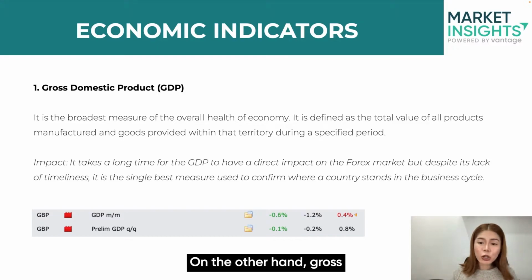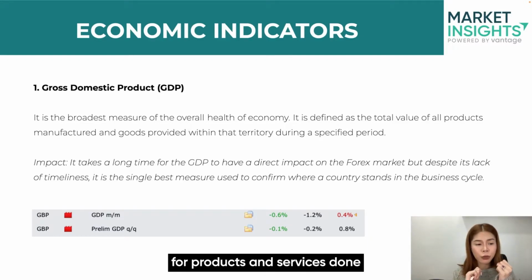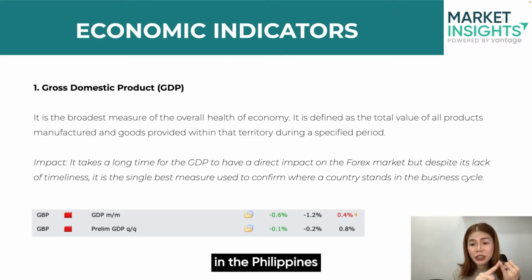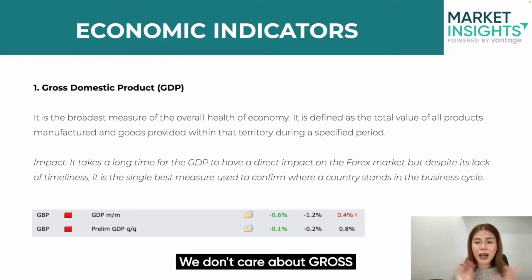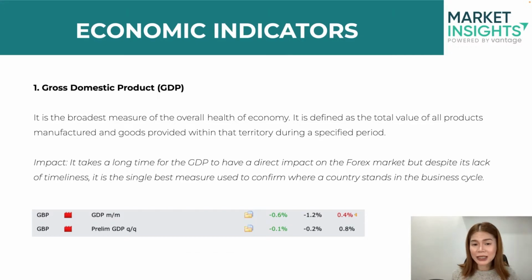On the other hand, gross national product is the totality of products and services done by the people of the country. So it accounts for products and services done by, for example, here in the Philippines, Filipinos here in the Philippines, and Filipinos working abroad. We don't care about gross national product in Forex. We only care about GDP.